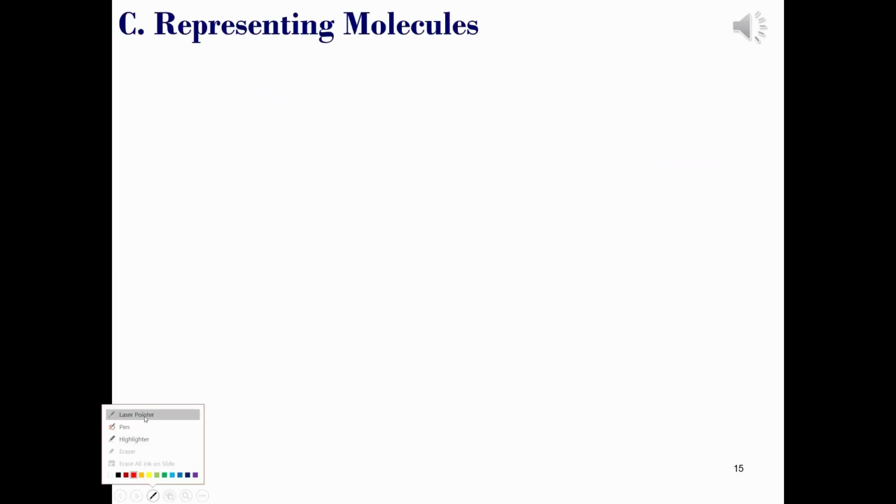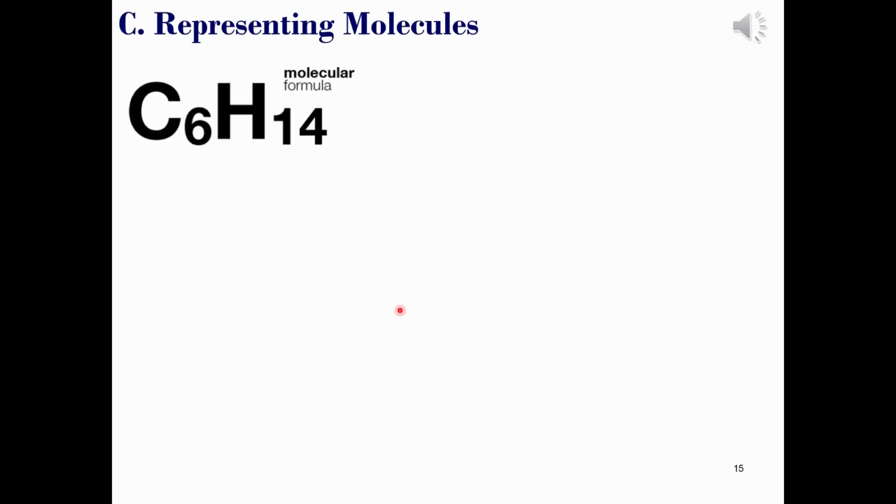In this video, we're going to be looking at the different representations of organic molecules, and to start us off gently, we're going to be talking about just hexane. Now, hexane's molecular formula we see is C6H14. Now, this does not provide us with any information in a two-dimensional or three-dimensional way about how these atoms are bonded to each other.